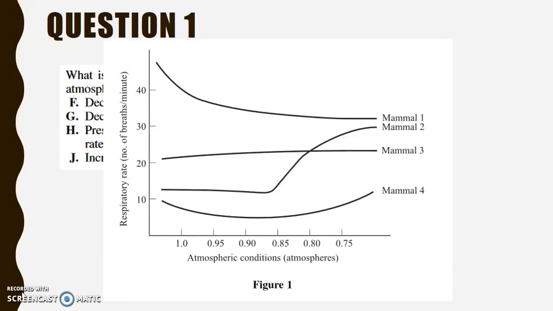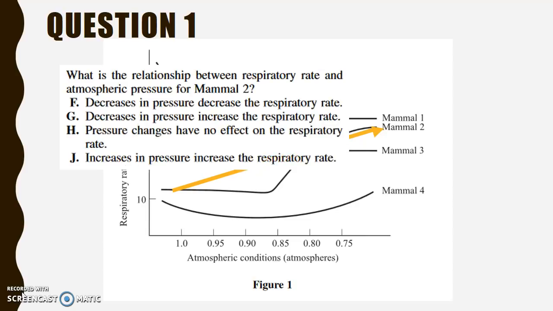Notice here, I'm looking at mammal 2, and as my atmospheric conditions decrease, I see my respiratory rate increase. Remember before how we said that those numbers went down and that they may come in handy? Here's where they're coming in handy. As my atmospheric conditions decrease, my respiratory rate increases, leading us to answer choice G. If you weren't paying attention, you might choose answer choice J because you saw an upward trend, assuming that there was an increase in both. Remember, pay very close attention to those numbers.